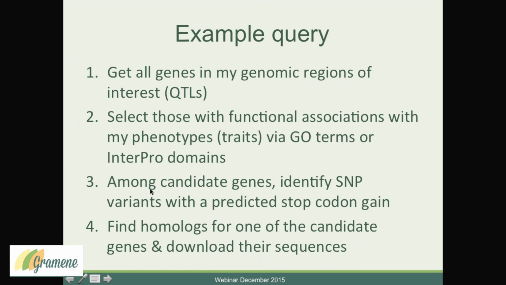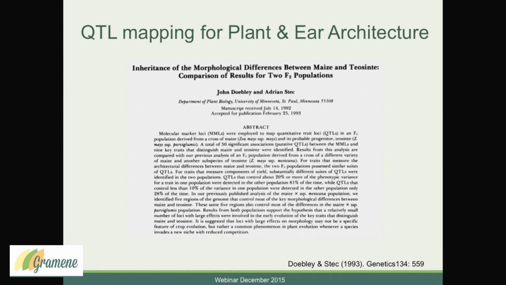And then, among the candidate genes, which are going to be a handful, I will identify SNP variants with a predicted stop codon gained. If we have enough time, I will show you how to also find homologs for one of those candidate genes, and we're going to download their sequences. So here's that original publication I was talking about.